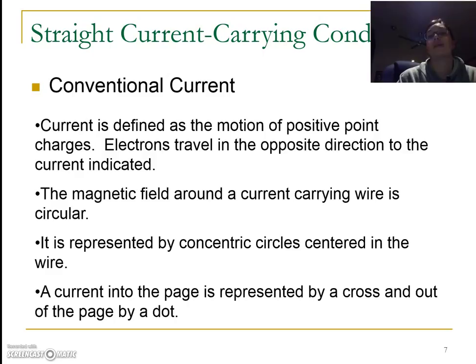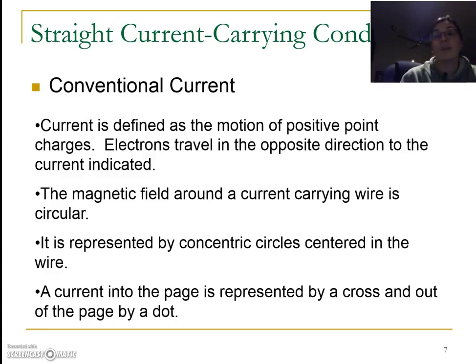Now, we're talking about moving charges actually creating a magnetic field. If we've got a current, it means that charges are moving inside that wire, and we're going to get a magnetic field around the wire that's carrying the current. We can draw this quite easily, and we're going to have lots of practice at drawing it. When we're drawing it, it's represented by concentric circles centered on the wire. One of the conventions we use is that a current going into the page is represented by a cross, and out of the page is represented by a dot.